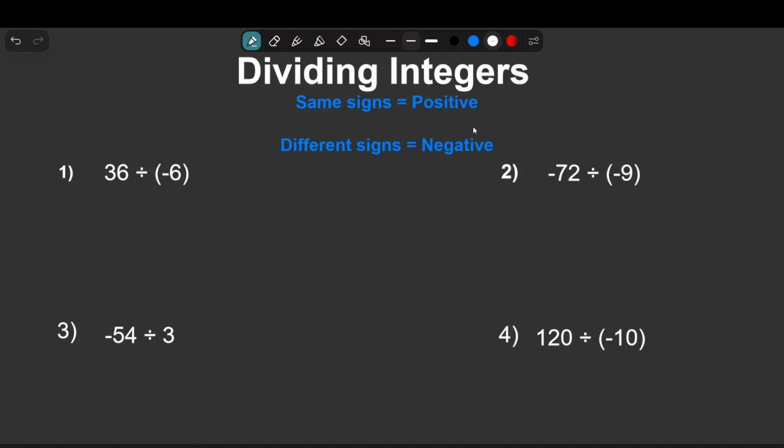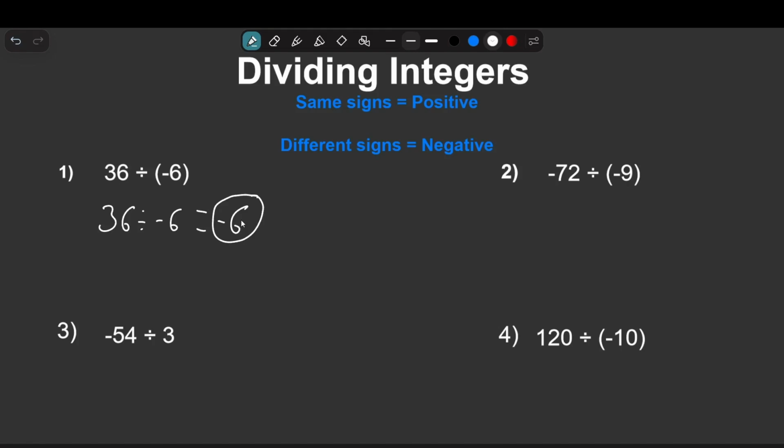So let's jump right into our first example. The first thing we want to do is look at whether we have the same signs or different signs. For the first example, we have different signs, so we are going to get a negative final answer. We got 36 divided by minus 6. This is basically just 36 divided by 6, but our final answer is going to be negative. This will equal minus 6 as our final answer. It's a negative number because we were dividing different signs.